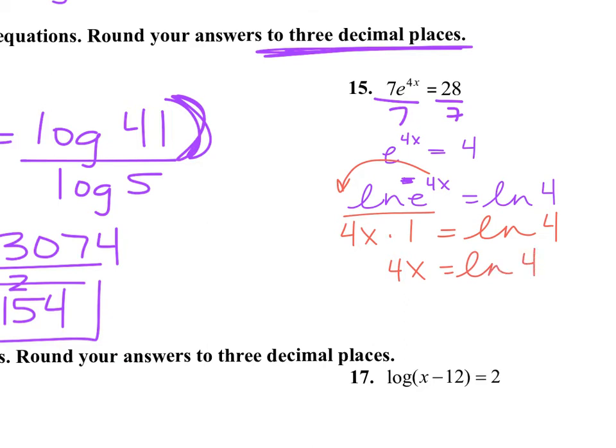What do you do? Divide by 4. And again, parentheses if you're not going to hit enter in between. The natural log of 4, parentheses, divided by 4, and you should get 0.347.